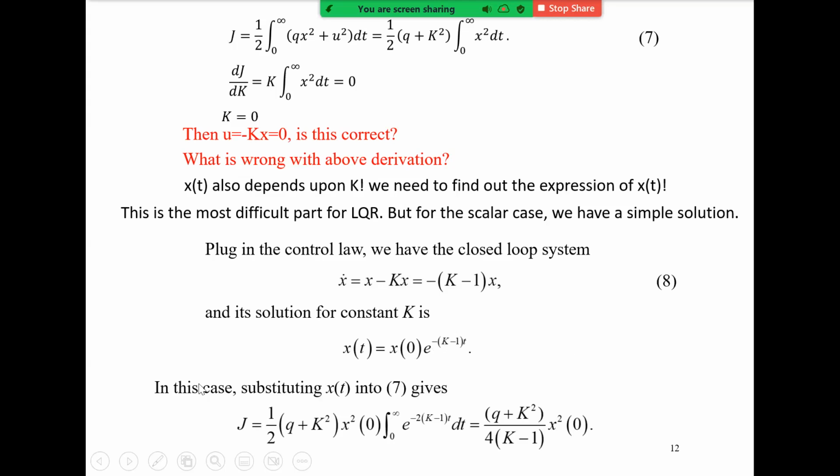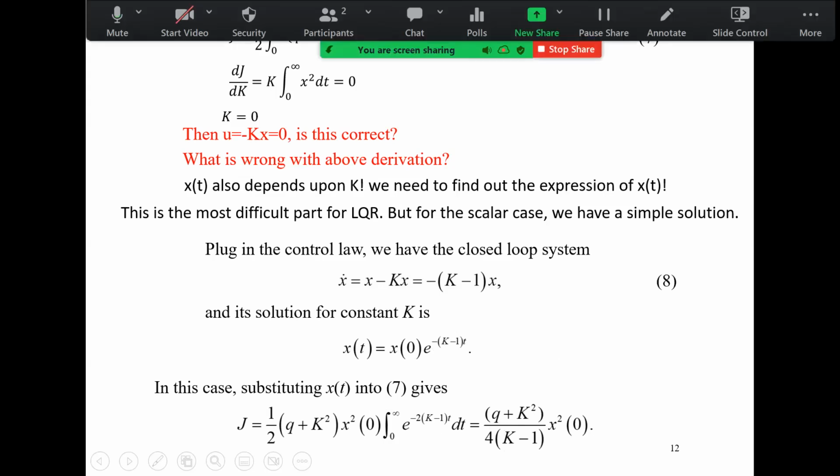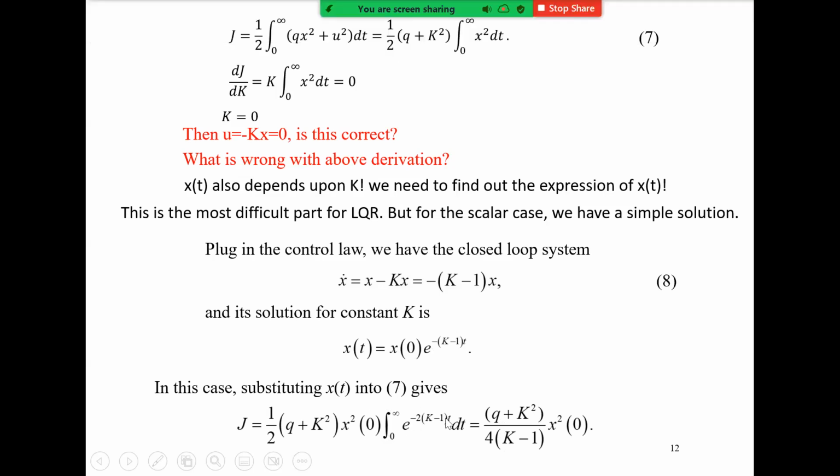And then we compute the integral. We plug in, we get the integral. I'm going to skip how we compute the integral. Assume that everybody can do that. It's just an exponential function. You do the integral, and then we get this one. Obviously J is a function of k, and x0 is a constant.